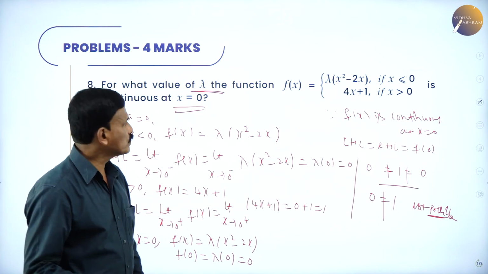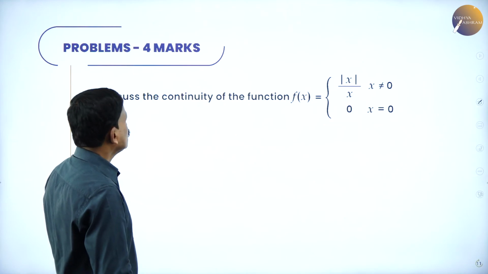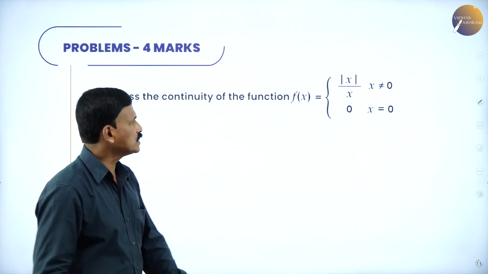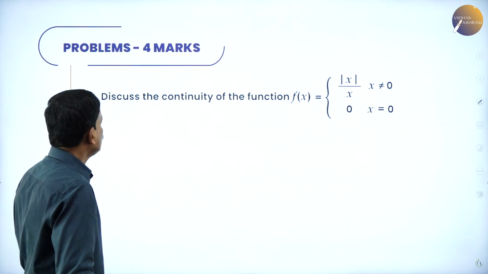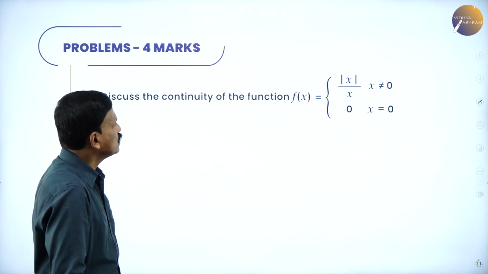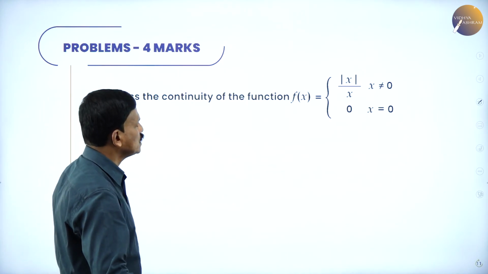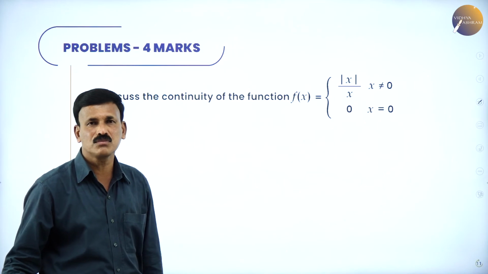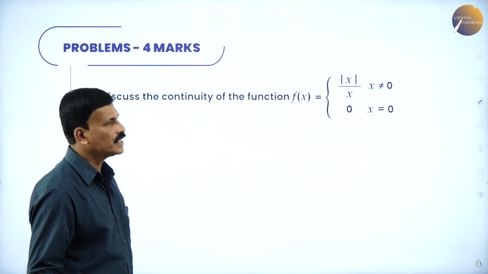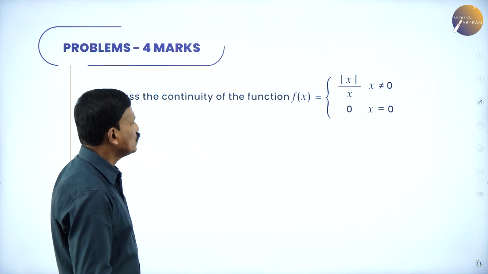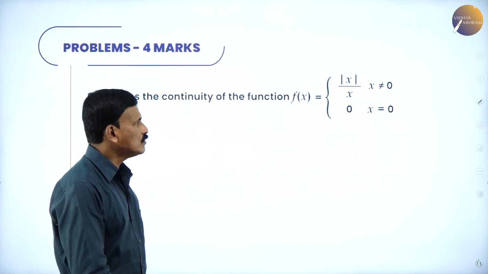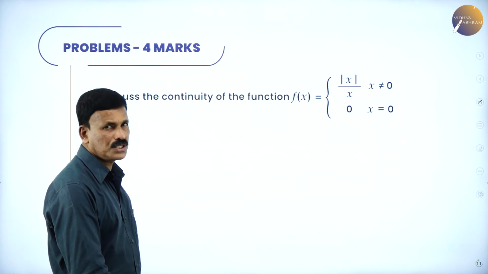Okay. Now, let us come to the next problem. Discuss the continuity of the function, the signum function. Discuss the continuity of the signum function f of x is equal to mod x divided by x, where x is not equal to 0, and 0 when x is equal to 0.